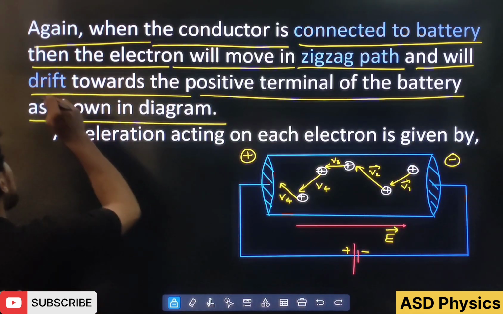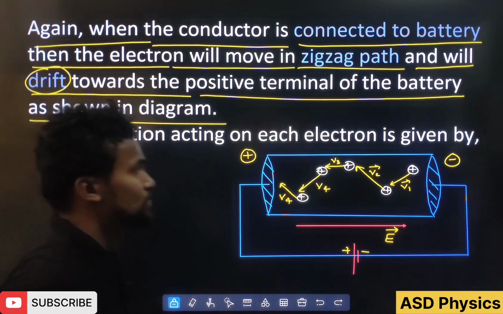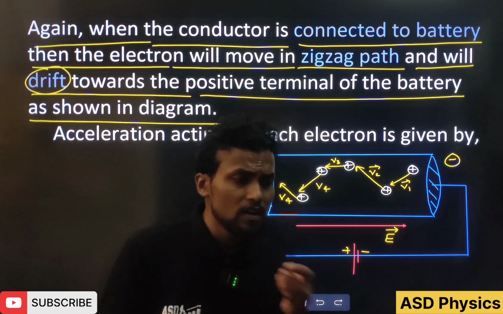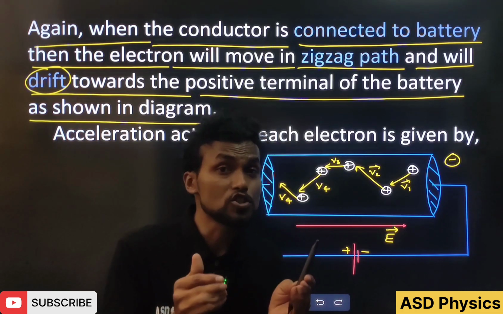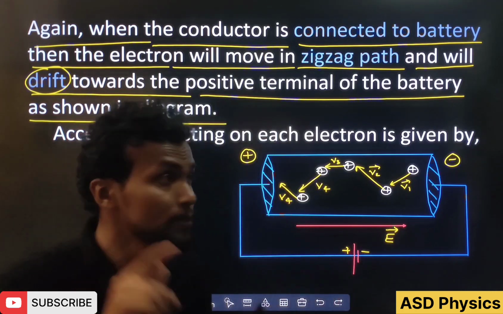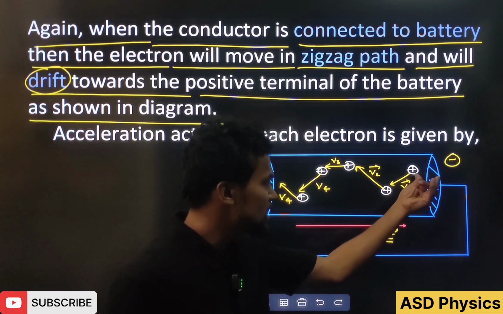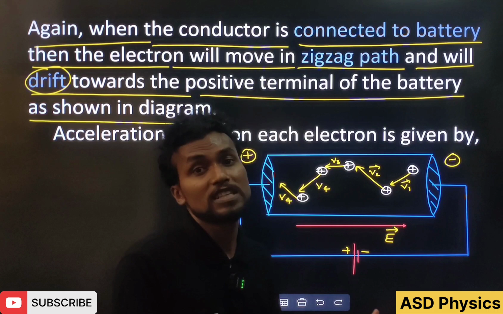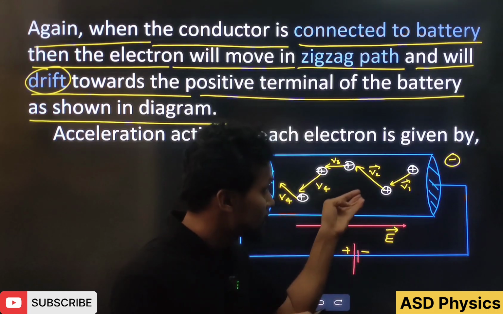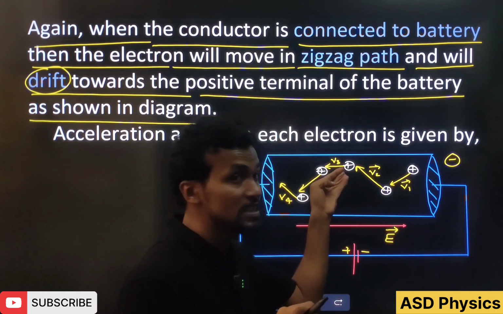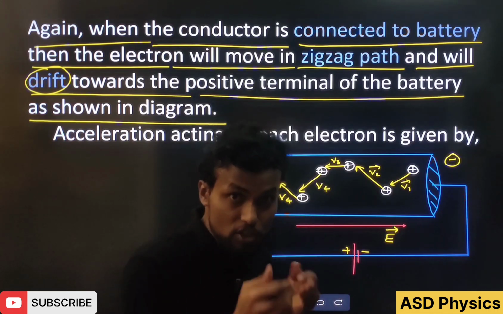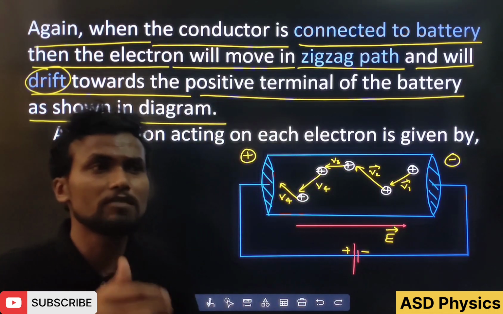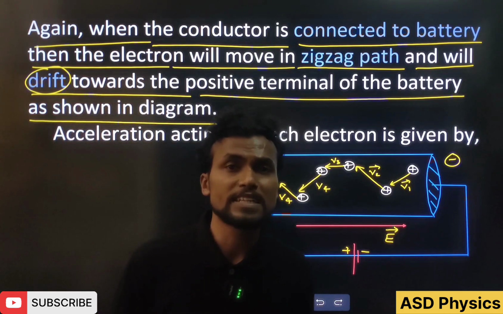And here one term is drift. Drift means, students, that the speed of the electron, or we can say the velocity of the electron, is not increasing continuously. Why? Because the moment the velocity of the electron increases somewhat, at that time itself a collision happens. Then again the velocity will decrease. Again because of this electric field the velocity will increase, and again a collision will happen. Then again the velocity will become 0. Again the velocity will increase, then again a collision will happen. So here the velocity of the electron is not increasing continuously.